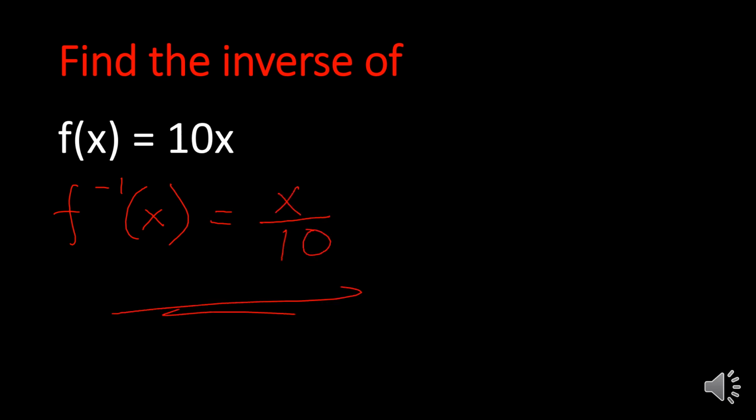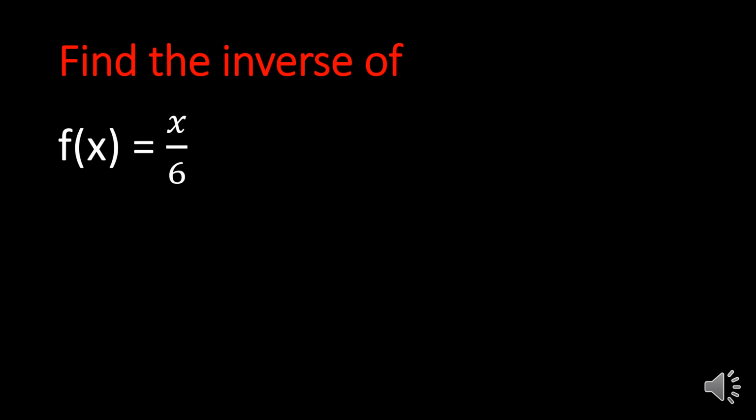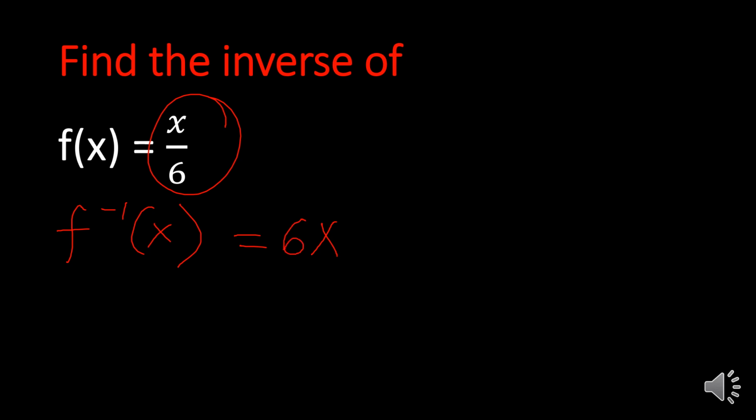So there you go. And moving on, if we have division in here, then we can go for finding our inverse by doing the inverse of division, which is multiplication. So we'll start off with x, and then we multiply by 6. So there you go with the inverse of your function.